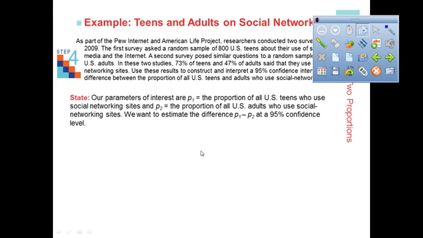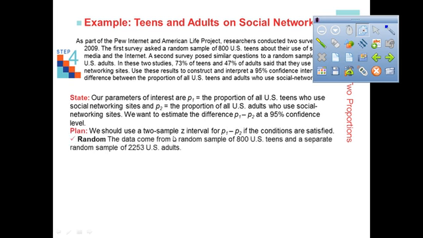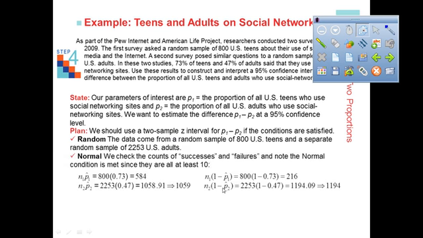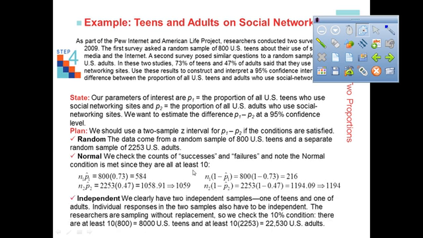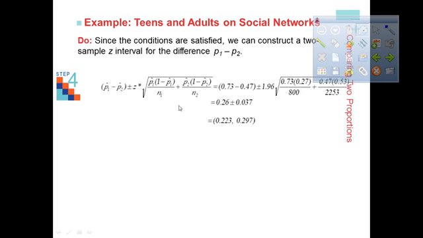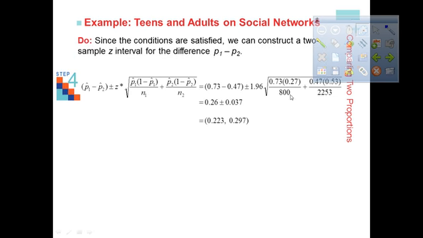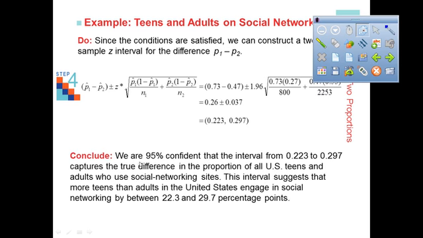Let's go ahead and show you this. So they state it. Plan: random, here's your normal, they're checking it for both. Independent, they checked it for both. Here's the do part. They set it up just like I did: 0.26 plus or minus, and this whole thing came down to 0.037. They added and subtracted it, and here's their interval. Now they conclude: we are 95% confident that the interval from blank to blank captures the true difference in proportions, because we're doing it on the difference, of U.S. teens and adults using social network sites.